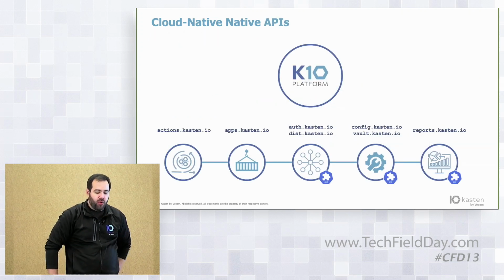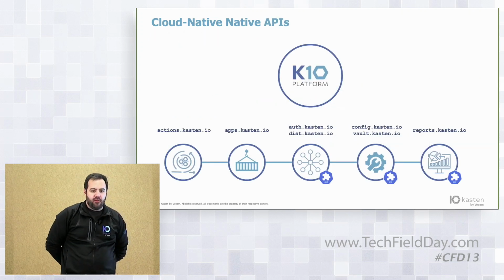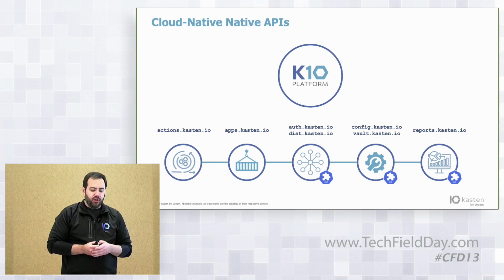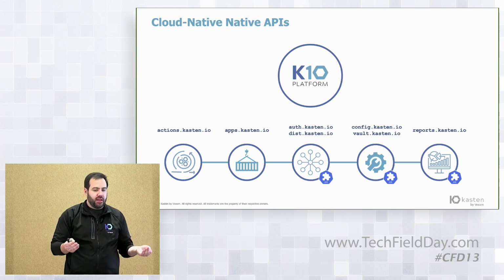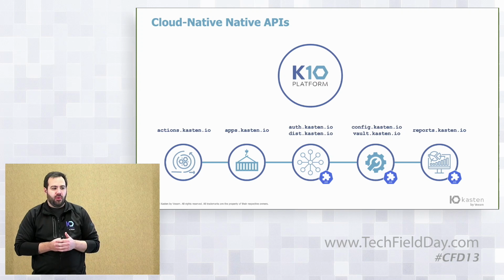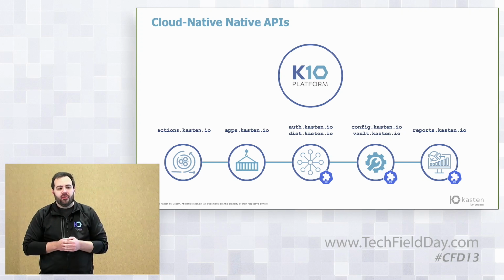A big selling point of K10 is actually the native API integration. This is actually the basis for most of our cloud and our cloud native ecosystem integrations. We do some pretty cool stuff with our APIs. You know, we just saw a demo on the Vault APIs. And what I want to point out with those is that we actually implemented aggregate APIs around those.